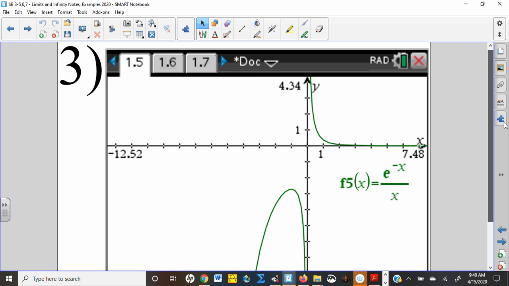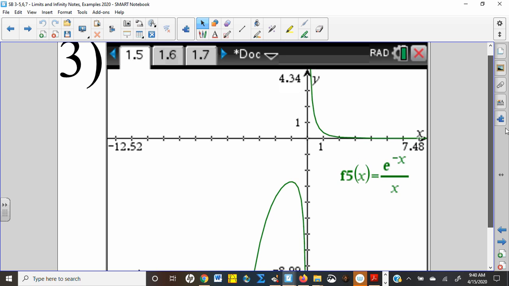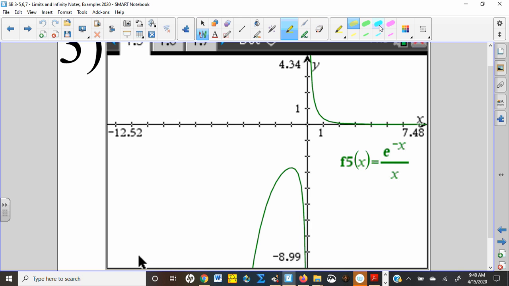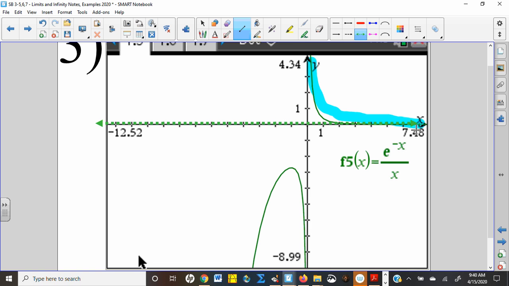But remember, we're looking for 2 different limits: the limit as x approaches positive infinity, and the limit as x approaches negative infinity. So it looks to me like as x approaches positive infinity, this graph is winding down toward the x-axis. I think we call that a horizontal asymptote when it gets infinitesimally close to a horizontal line. So we have a horizontal asymptote to the right as x approaches positive infinity. And so that's the answer to part A.